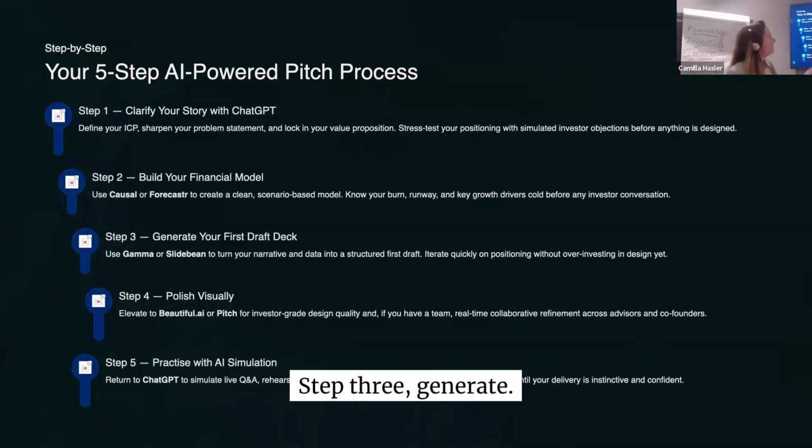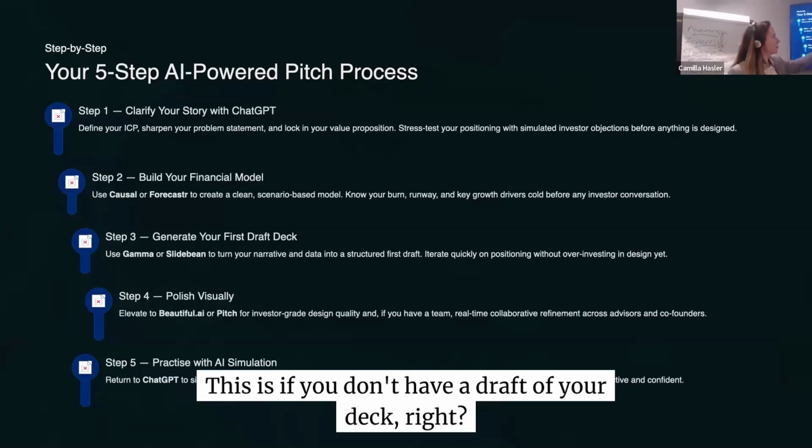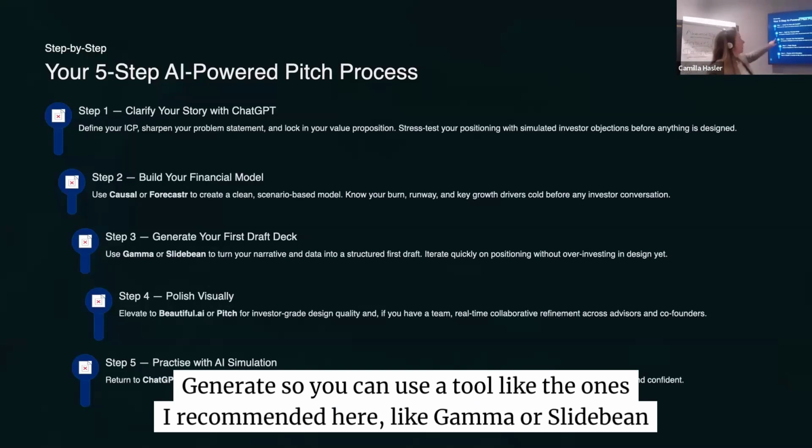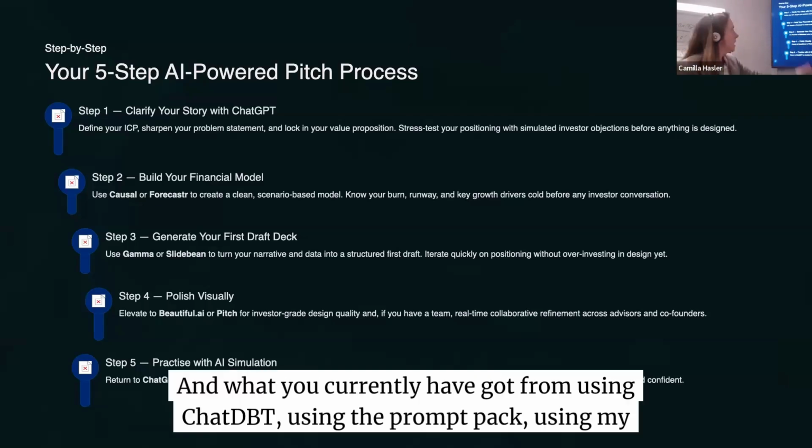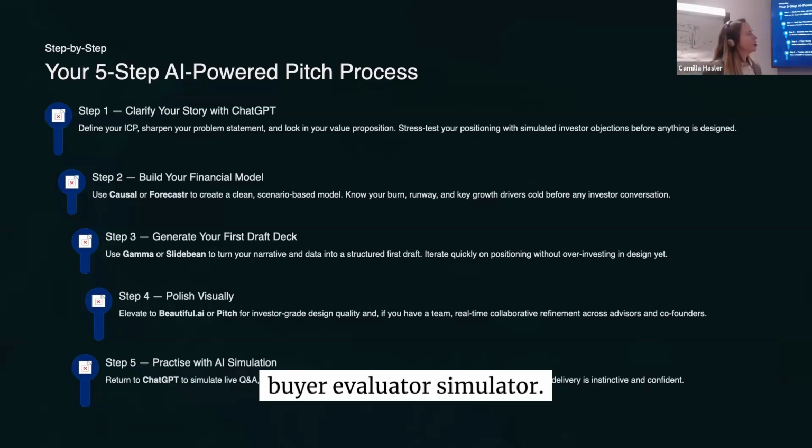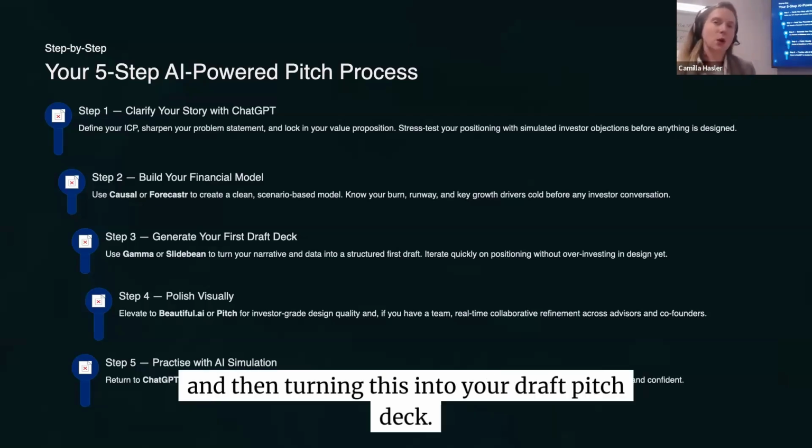Step 3, generate. This is if you don't have a draft of your deck, right? So you can use a tool like the ones I recommended here, like Gamma or Slidebean, to turn what you currently have from using ChatGPT, using the prompt pack, using my buyer evaluator simulator, and then turning this into your draft pitch deck.